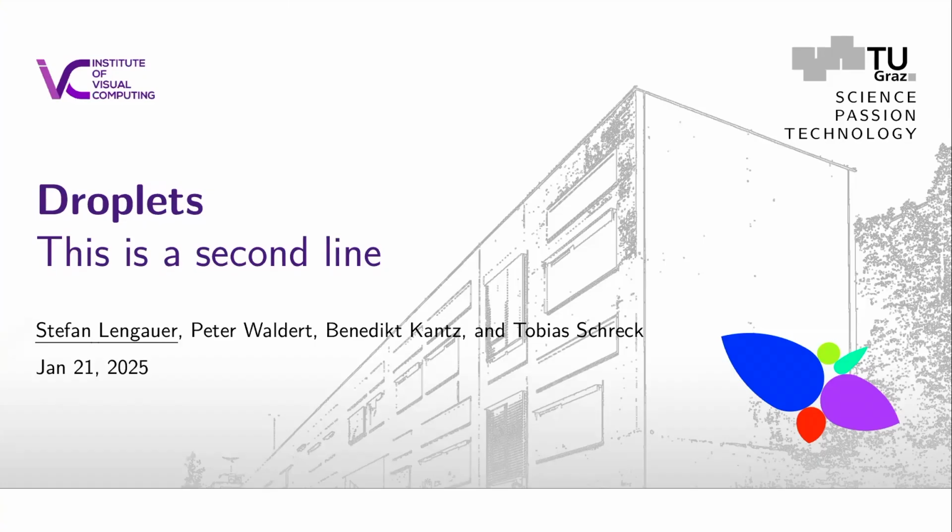So yeah, first of all, thank you very much for this kind introduction and also thank you very much for having me here. So my name is Stefan Lengauer from the IVC, the Institute of Visual Computing, and today I have the honor to present to you one of our latest research topics called Droplets, which is a novel marker design for visualizing proportional relations, which also have some sort of spatial embedding. We call them droplets due to their characteristic shape, which you will see in a minute.